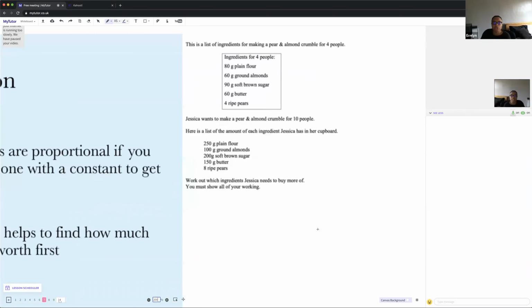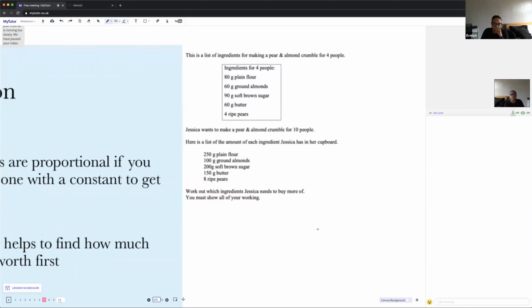Right. So here's a list of ingredients for making pear and almond crumble for 4 people. Have a look at the ingredients and have a read of the question. We want to find out how much more ingredients Jessica needs to make the crumble for 10 people. They give the ingredients she has in the cupboard and the ingredients for 4 people. Have a read of the whole question and then have a go at it.